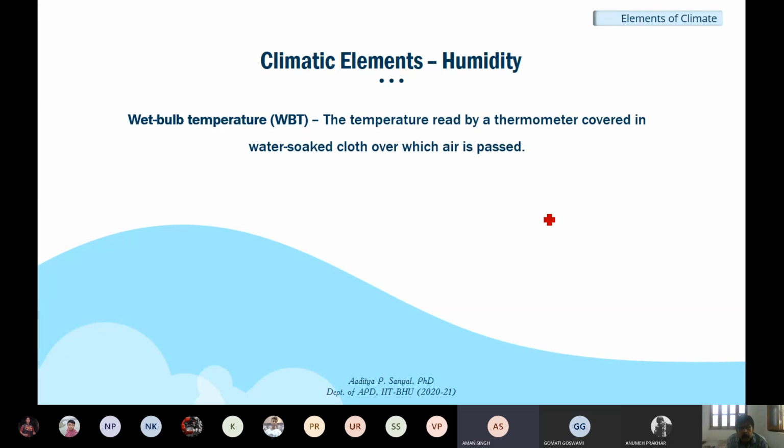See, what you are feeling on your body is not the DBT. You hold the thermometer in your hand and read some temperature on it. But as a person, you also have moisture on your body, and there is the natural breeze passing, and evaporation occurs in a regular manner.